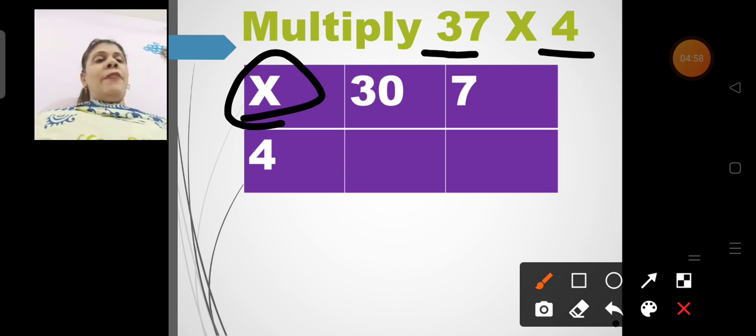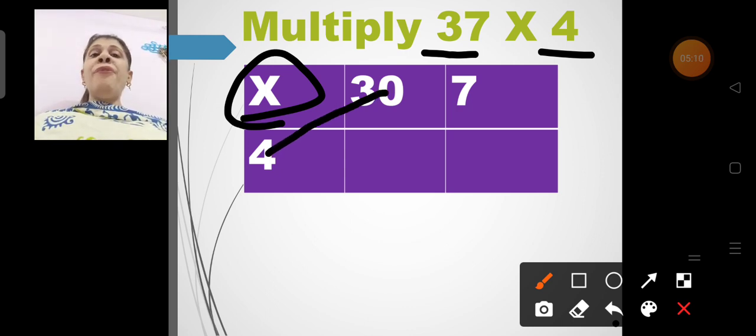So now 4 is left. 4 you will write below x. Okay, below the multiplication sign you will write 4. So now what you are going to do? You are going to multiply this 30 by 4.